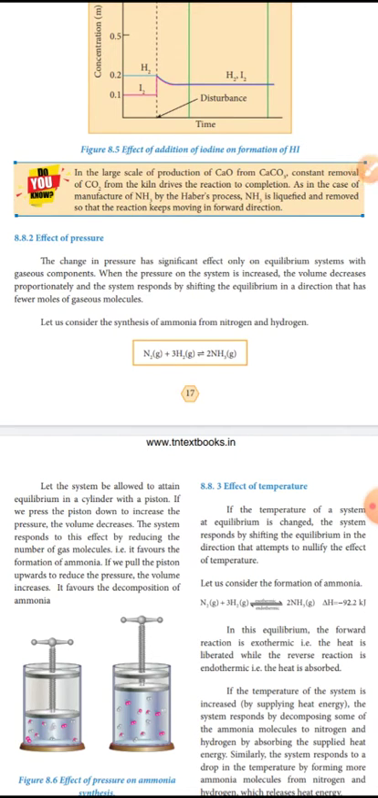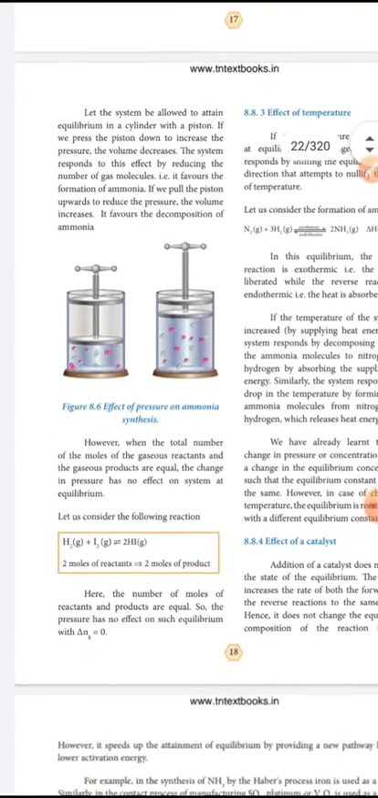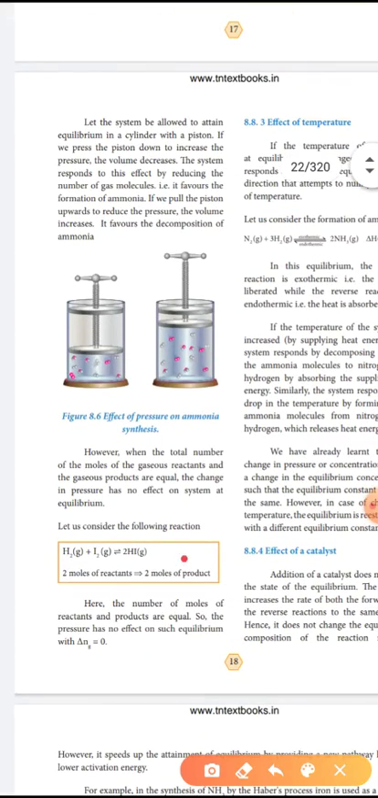If the total number of moles of the gaseous reactants and the gaseous products are equal, the change in pressure has no effect on the system at equilibrium. Let us consider another equation. Hydrogen and iodine react to form hydrogen iodide. Here 1 mole of hydrogen and 1 mole of iodine form 2 moles of hydrogen iodide. Reactant total moles 1 plus 1 equals 2. Product side 2 moles.